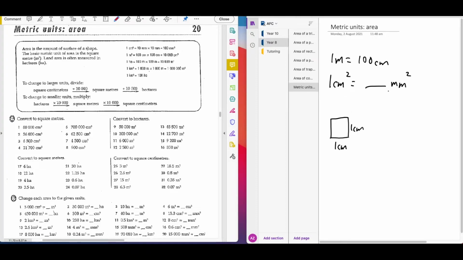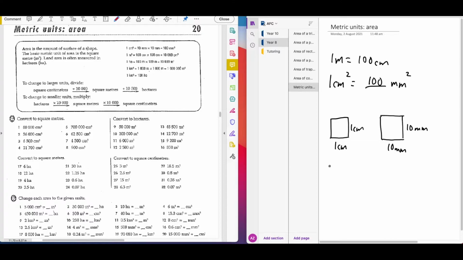Now how do you convert this to millimeter squared? Well, what you can do is you convert the length of each side into millimeters. So we know that 1 centimeter is equal to 10 millimeters. Well, I hope you guys know that. And this will be 10 millimeters, right? So then how would you work out the area of this square? Remember, the area of this square should be the same as the area of this square because we're just writing it in different units. So what is 10 times 10? 100, right? So 1 centimeter squared is equal to 100 millimeters squared.